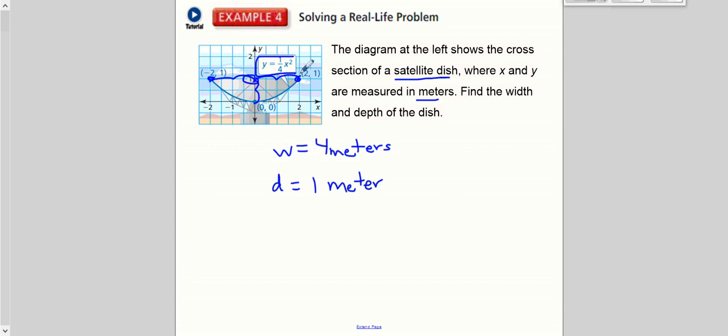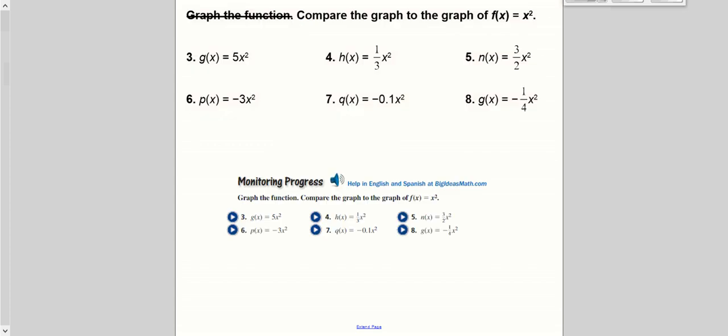Now, the equation of that was y = 1/4 x². So that is a vertical shrink by 1/4. And that's example 4.